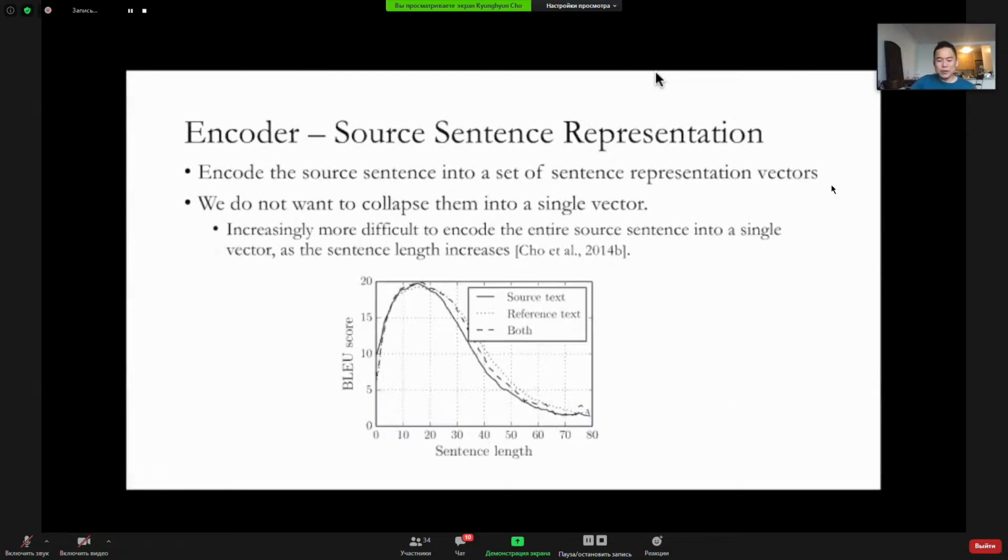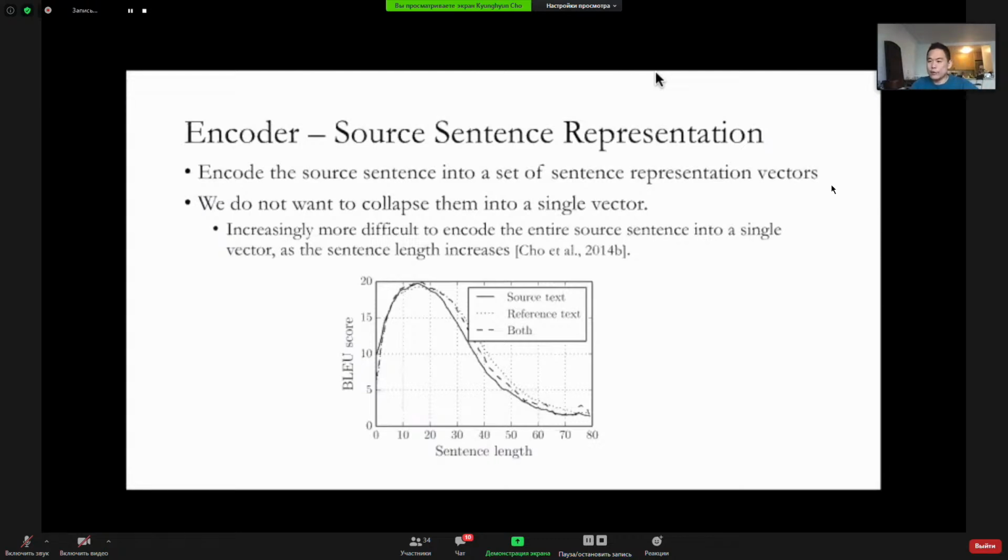And then the reason why we don't want to compress them or pull them into a single fixed dimensional vector, which was one of the biggest mistakes I've ever made in 2014, is because it becomes so difficult for a neural net to compress a variable length sequence into a single fixed dimensional vector and then try to decode a variable length sequence out of this fixed dimensional vector.